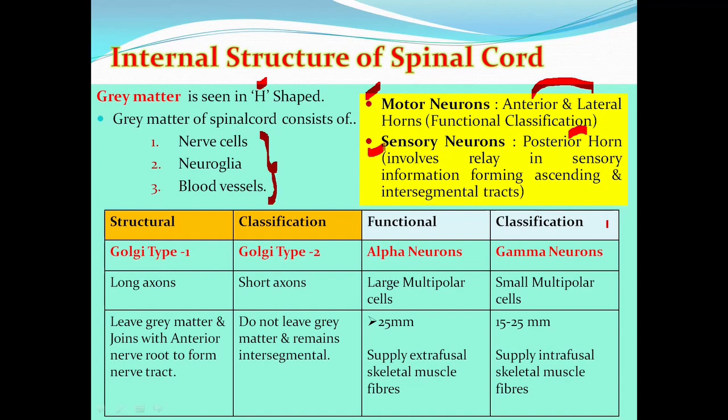Generally, when we talk about the internal features of the spinal cord, we study by a structural classification and a functional classification. In the structural classification, mainly we identify the axons. And in the functional classification, we talk more about the cells. Long axon types I can categorize under Golgi type 1, and the short axon type under Golgi type 2. Mainly they leave the gray matter and join with the anterior nerve root, and finally they form a nerve tract. Likewise in the functional classification, we have alpha and gamma neurons. They are multipolar cells, which are large under alpha and small under gamma neurons.